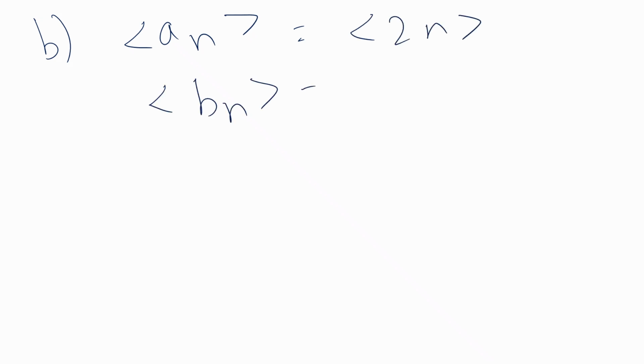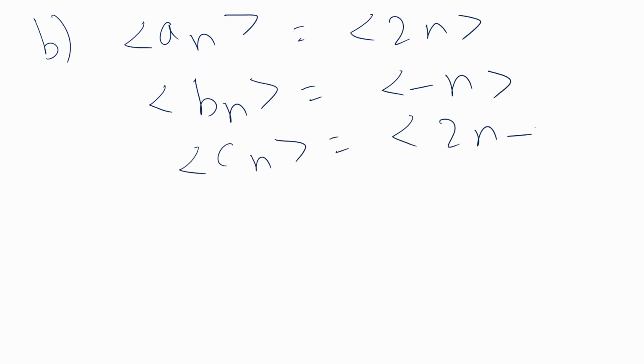Option B says that the sequence c_n is divergent to infinity. We have to check whether this option is true or not. For this, we take an example. We take a_n equal to 2n and b_n equal to minus n. Then we get c_n equal to 2n minus n, which gives the sequence n. And the sequence n is divergent to infinity. Therefore, option B is true.